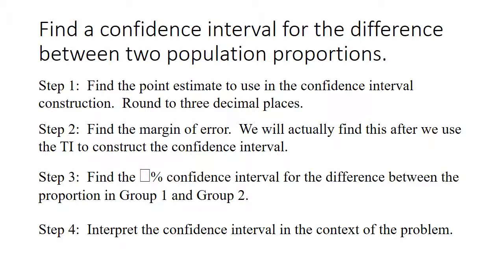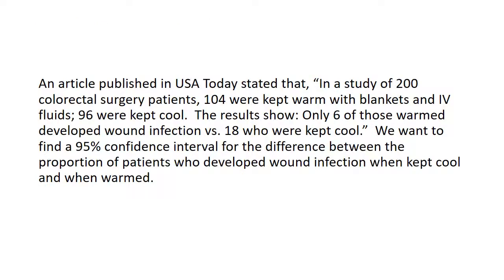So we want to find the whatever percent confidence interval for the difference between the proportion in group 1 and group 2. And we're going to use our calculators. Then we're going to interpret the confidence interval in the context of the problem. So here's the problem we're going to work.